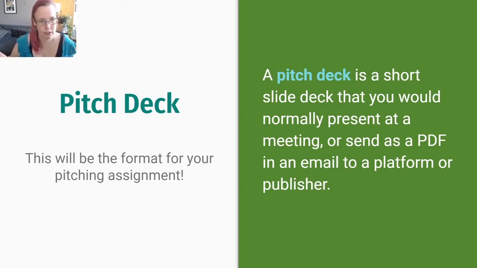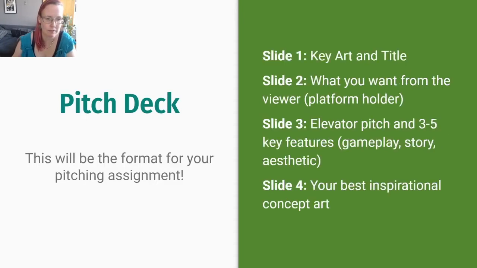with a short summary of what it contained and what you talked about in your meeting, and some kind of ask, what you're actually asking for. So this is going to be the format for your assignment. It'll be 4 slides. Slide 1, key art and title, where key art is something kind of specific for this. Slide 2, what you want from the viewer. In this case, we're going to pretend that your viewer is a platform holder and you are pitching to be on a platform. Slide 3, it's going to be your elevator pitch and 3 to 5 key features.